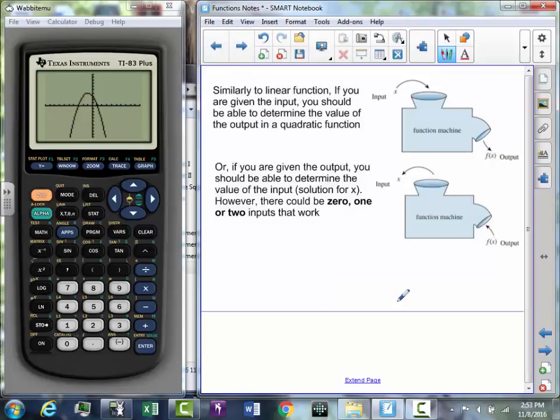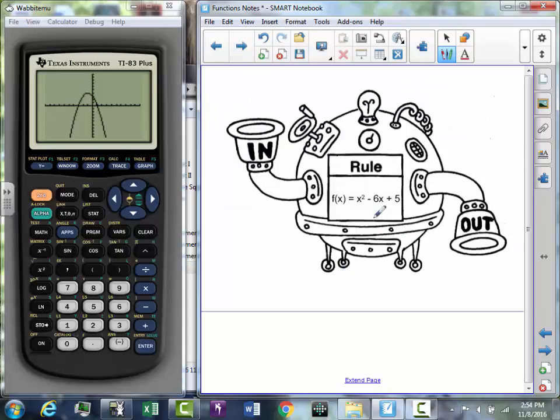So here's what we're going to do. Similar to linear functions, I need you guys to be able to find an output if I give you an input. If I give you an input, can you find me an output? Or vice versa, if I give you the output, could you give me an input? So let's try a few more examples. Here's our equation: x squared minus 6x plus 5. If I give you an x, could you get me a y? Or if I give you a y, could you get me an x?